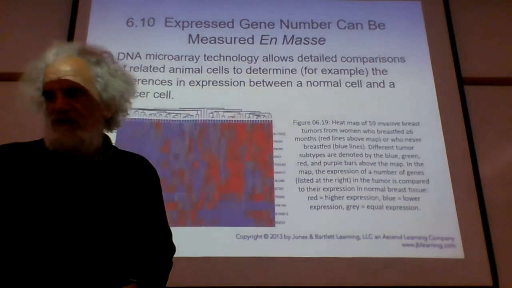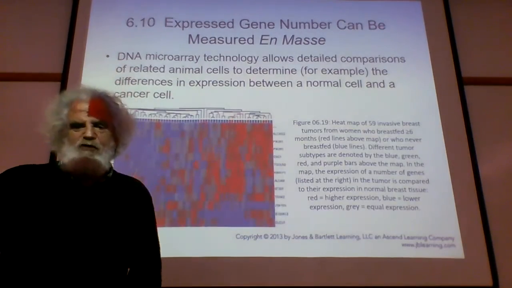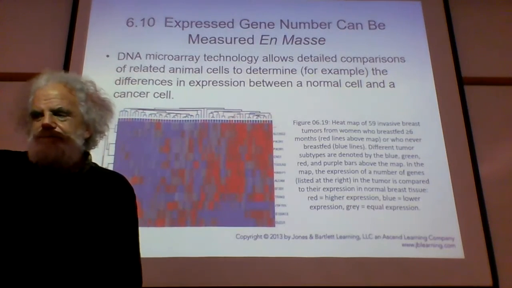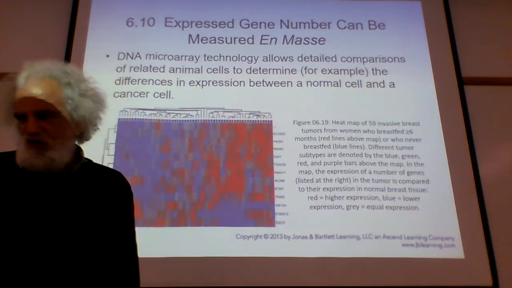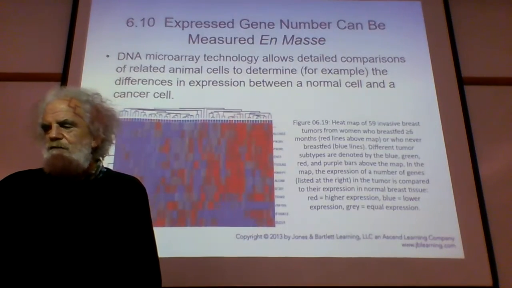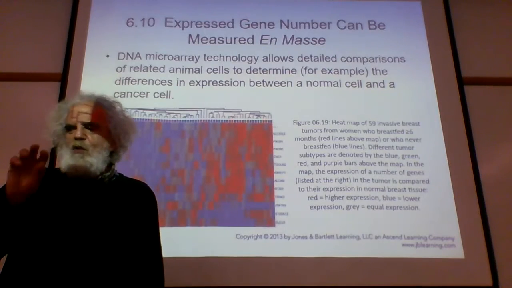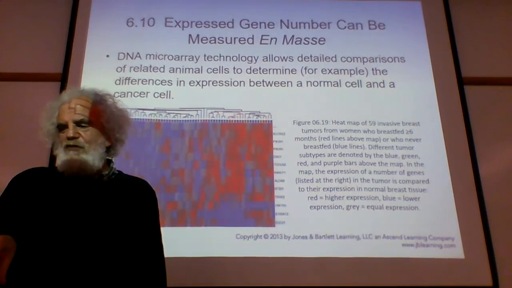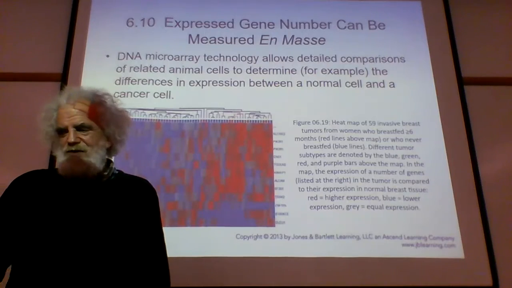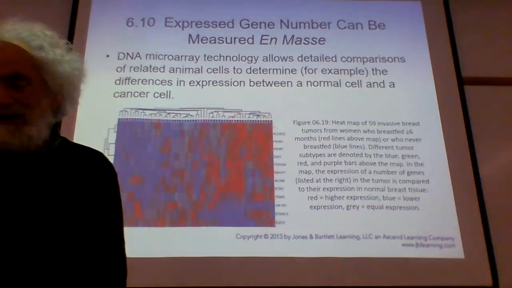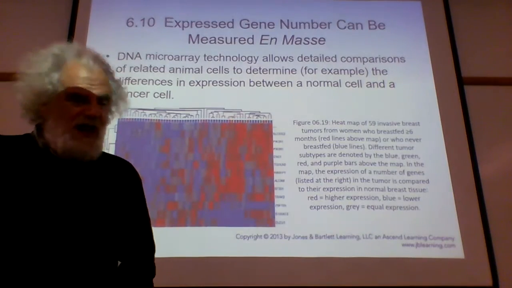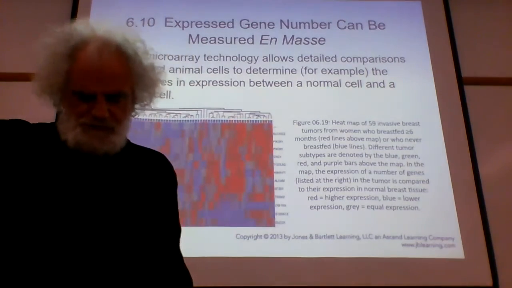Let's see if we have a picture of this. This is what a DNA microarray experiment might look like. This is a diagram of 59 invasive breast tumors, comparing women who breastfed with women who never breastfed. The tumor subtypes are denoted by the green, blue, or red. Some interesting experiments can be generated from this. So let's just take a moment here in the last moments and diagram an experiment you might do.